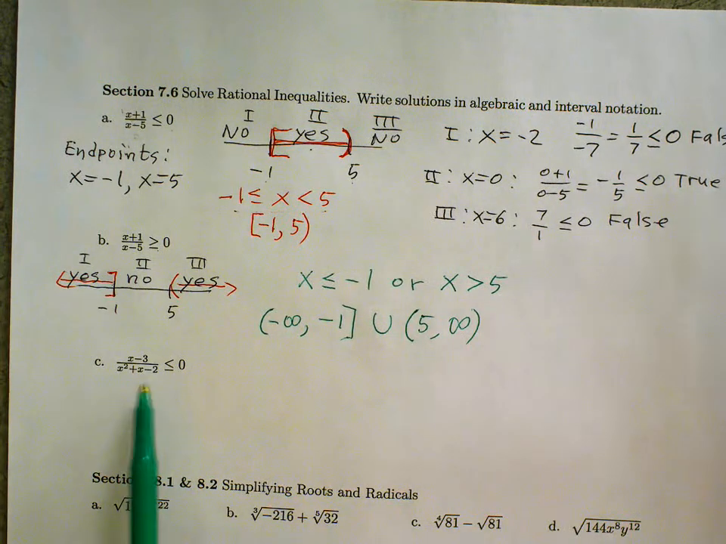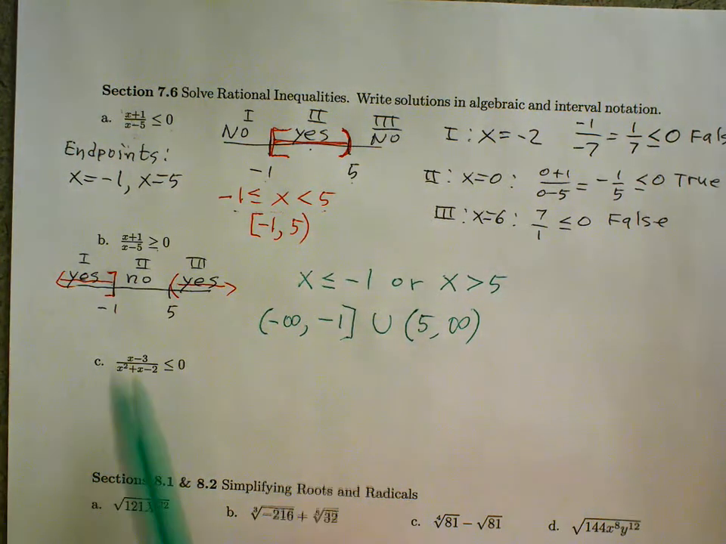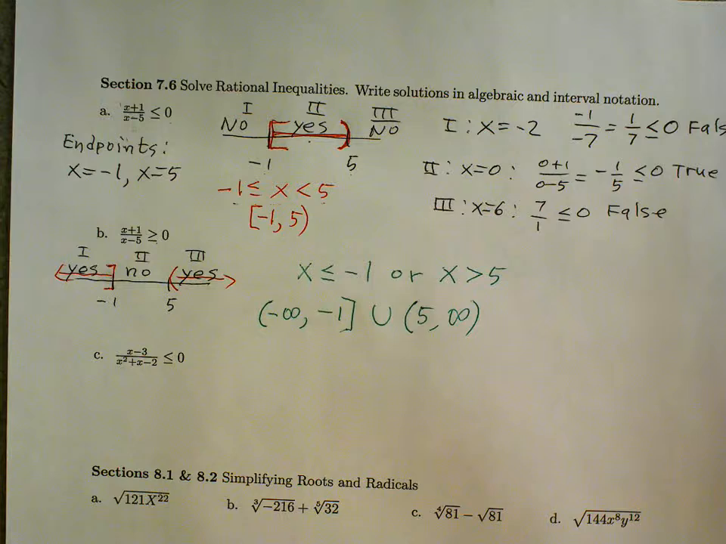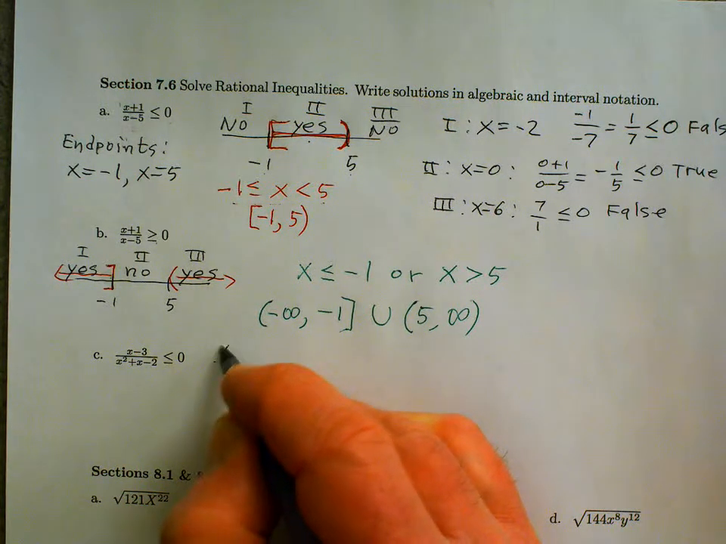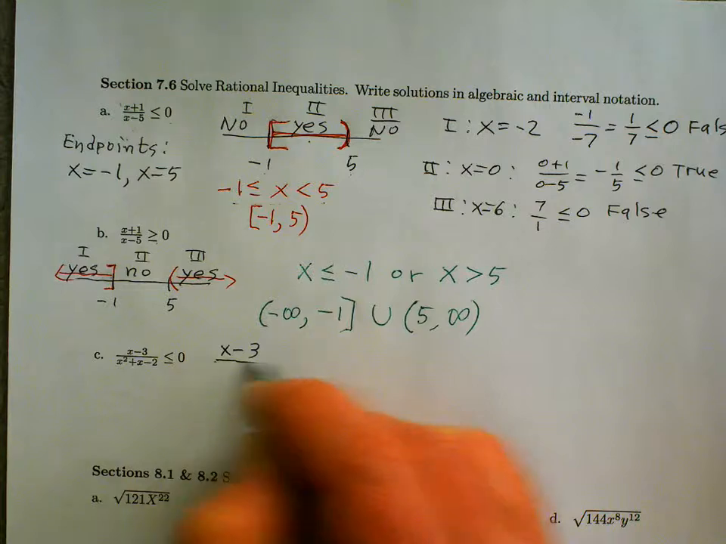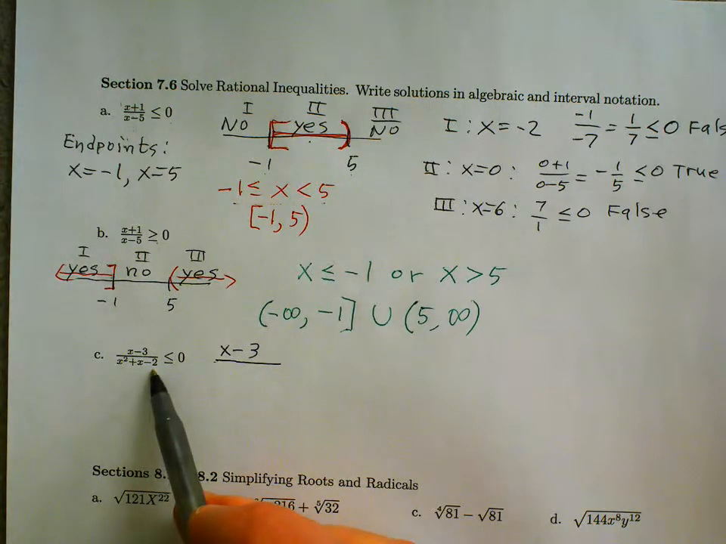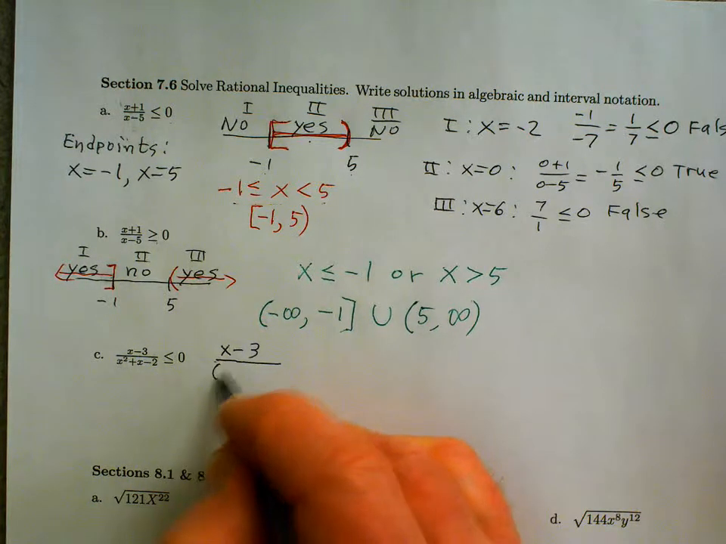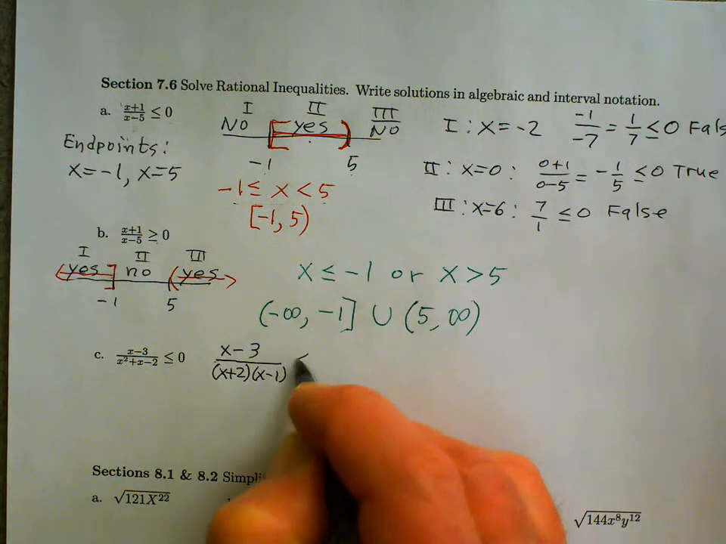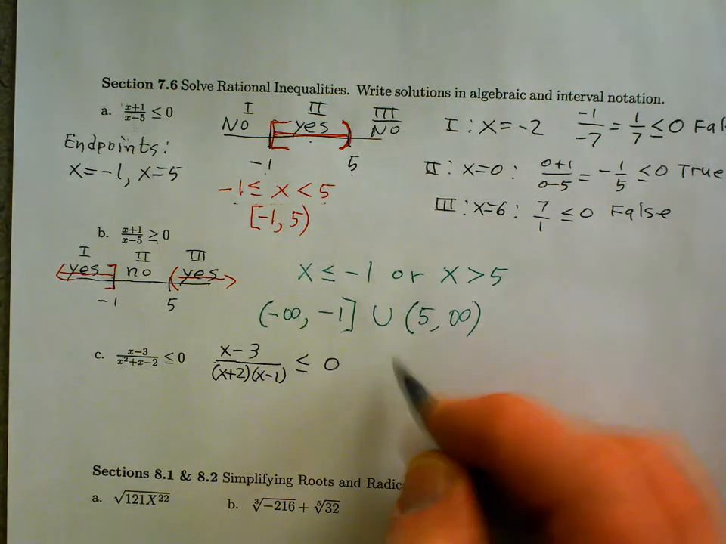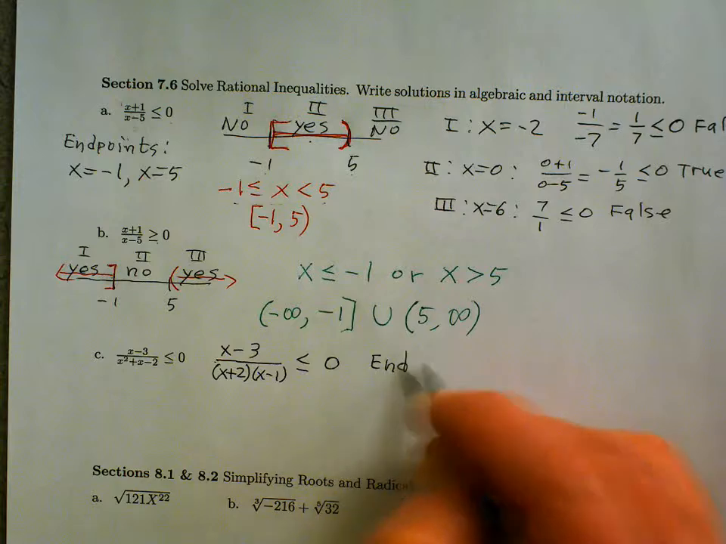For now, let's bypass this one. I'll just do one thing here. I'll factor the denominator, x squared plus x minus 2. The two factors are x plus 2 and x minus 1. And I'll identify what the endpoints are.